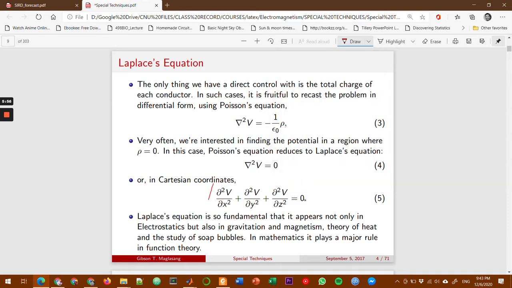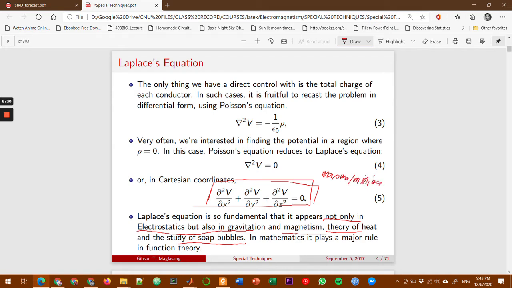This is the Laplace equation. This is very useful and very fundamental because it appears not only in electrostatics but also in gravitation and magnetism. It also appeared in the theory of heat and the study of soap bubbles. So the idea of why we can use the Laplace equation is actually because of maximization and minimization, the maxima and minima problem.